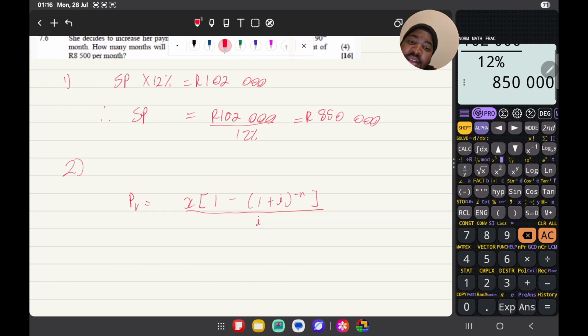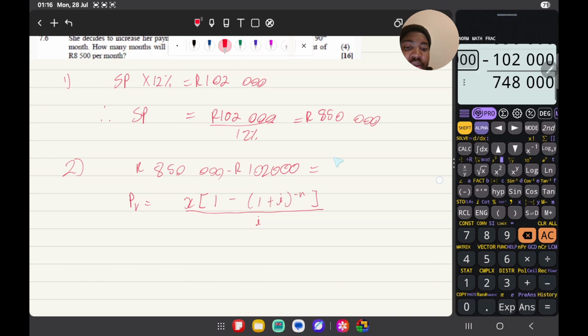So the thing here is, remember, this is the selling price of the house, and then she paid a deposit of 102,000, and then for the rest she went to a bank for a loan. So we need to calculate how much that is. 850 minus 102 means she now owes a loan of 748k, right? So that is the value we're going to put here.